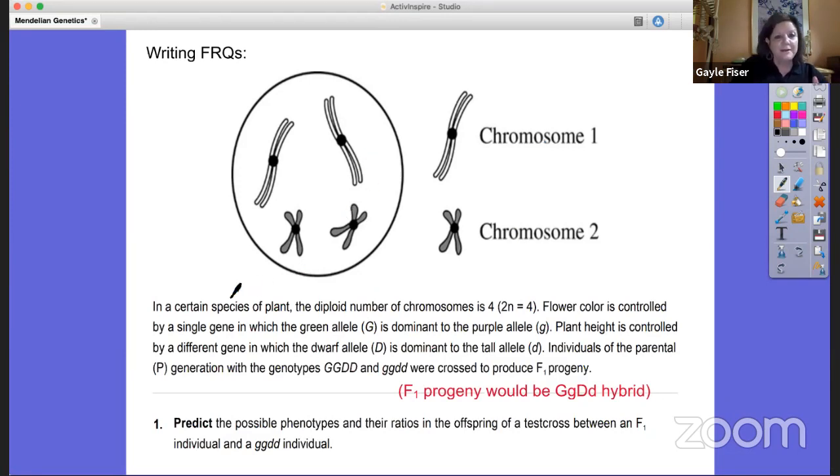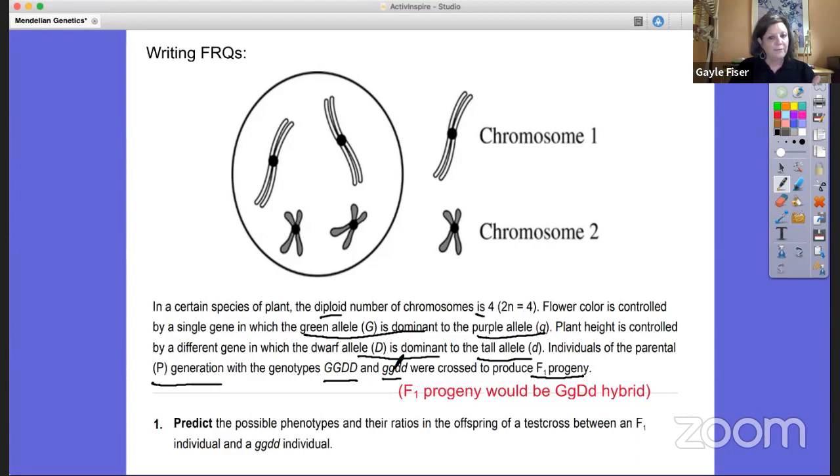In certain species of plant, the diploid number of chromosomes is 4, so 2n equals 4. Flower color is controlled by a single gene in which green is dominant and the purple allele is recessive. Plant height is controlled by a different gene in which a dwarf allele, D, is dominant, and a tall allele is little d. Individuals of the parental P generation, true breeding for 2 traits, were crossed to produce an F1.